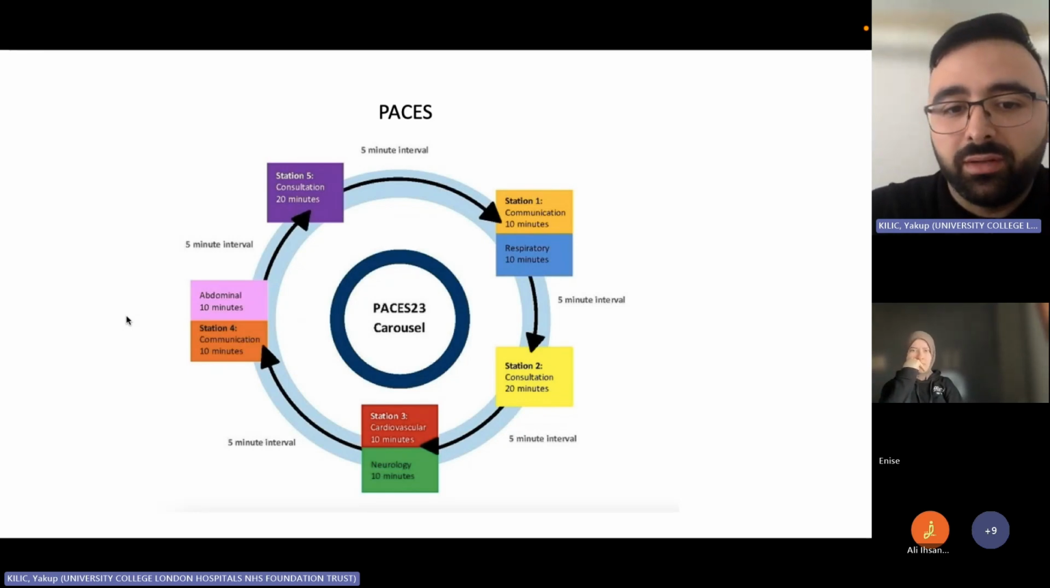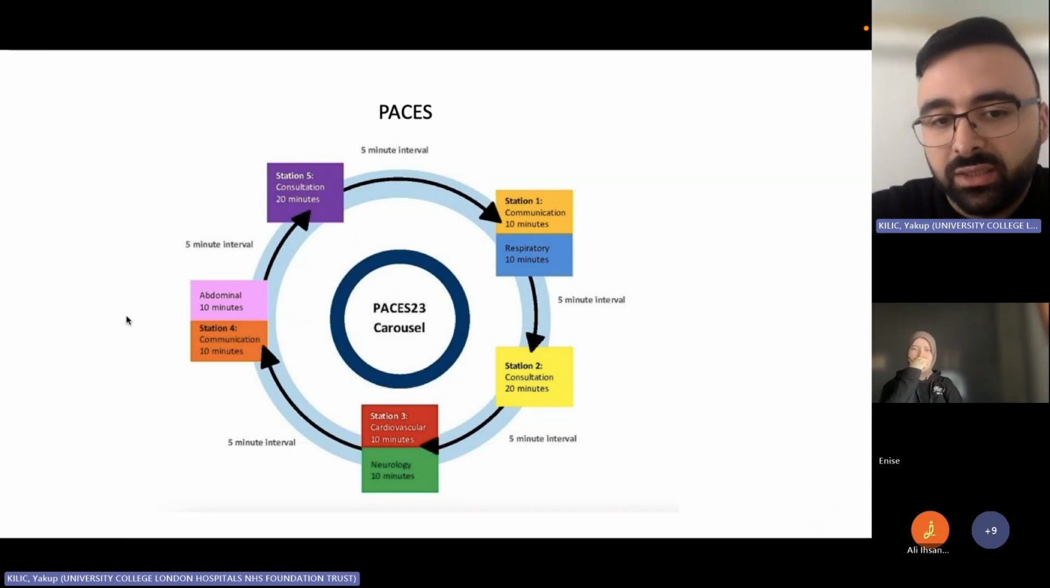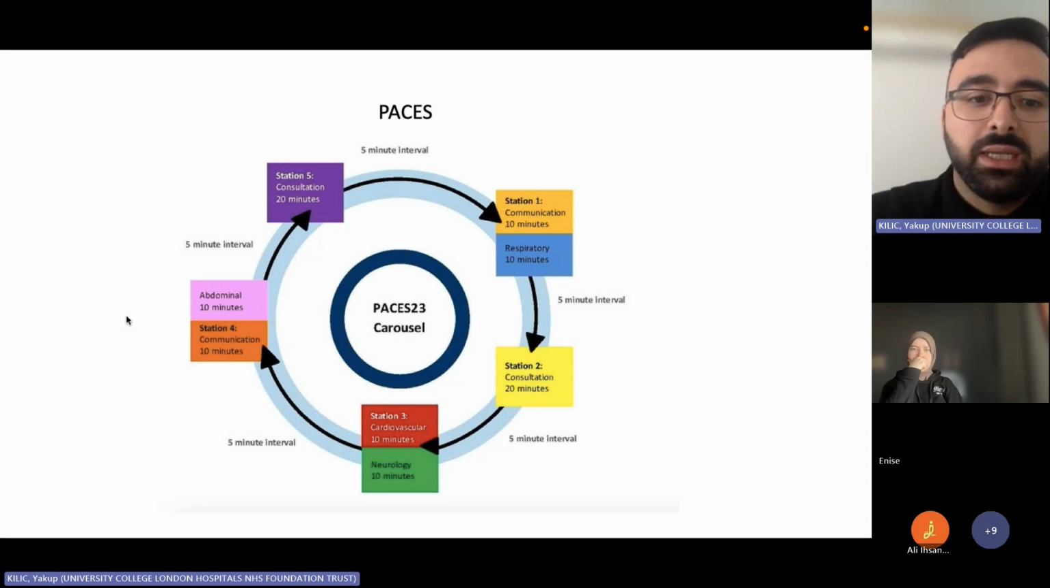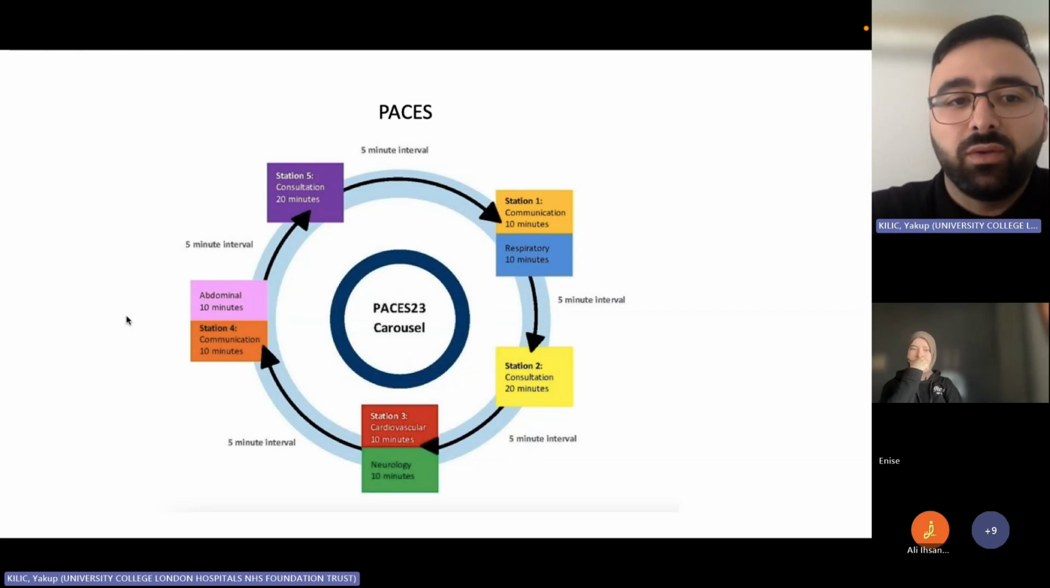And then station 3 is cardiac and neurology, so you'll get anything cardiac related. It can even be things like patients who've had transplant, or patients who've had metallic valve implantations, and then you're listening to the chest and trying to figure out what the condition is. And then neurology as well. And then station 4 again is GI with abdominal, and another communication one. Same thing as station 1, and station 5 is again the same as station 2. You have a different clinical scenario, and you have 20 minutes, and you have 5-minute intervals in between.